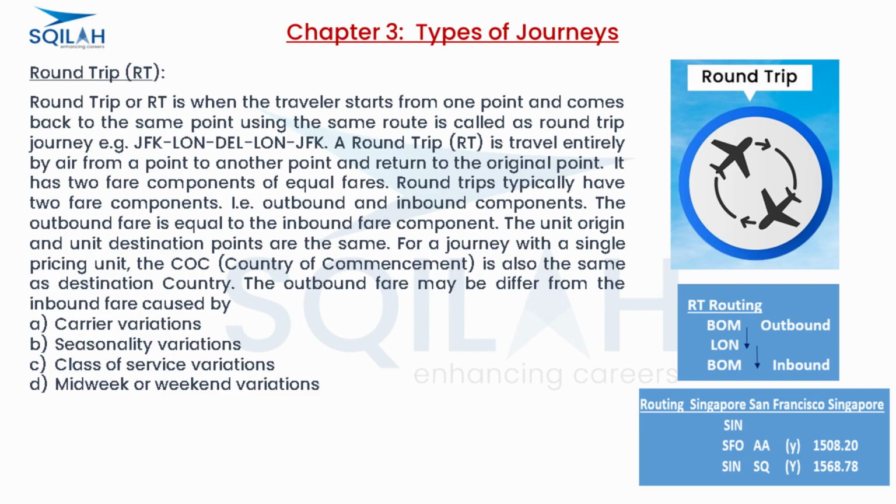JFK LON LON JFK. A round trip, RT, is travel entirely by air from a point to another point and return to the original point. It has 2 fare components of equal fares. Round trips typically have 2 fare components, i.e. outbound and inbound components. The outbound fare is equal to the inbound fare component. The unit origin and unit destination points are the same.